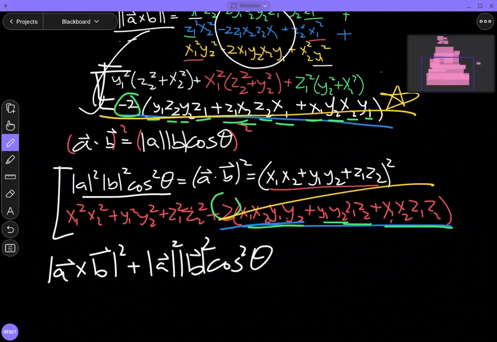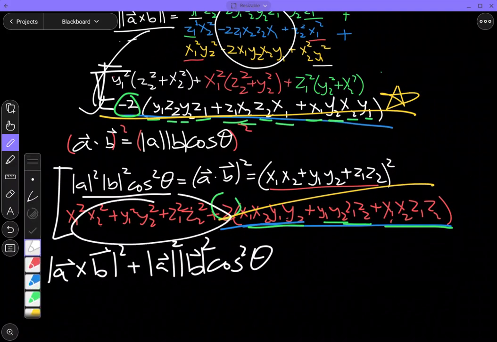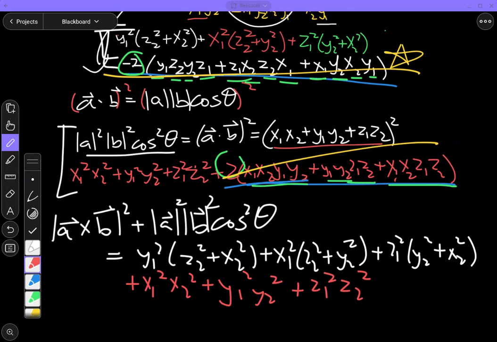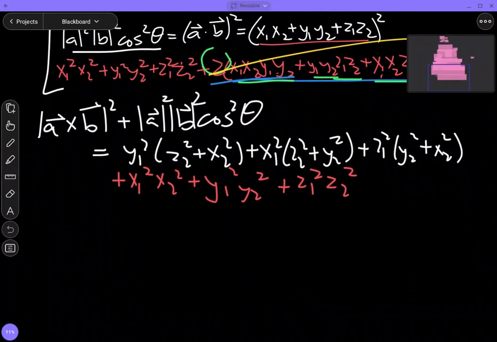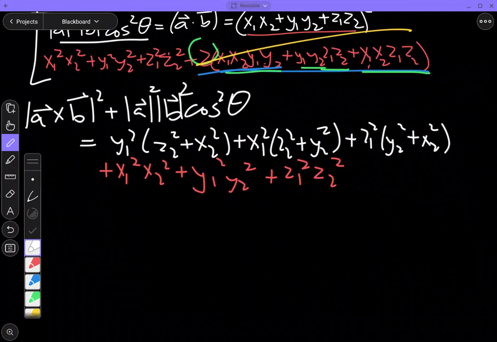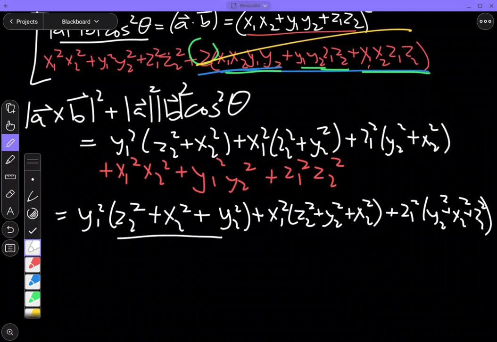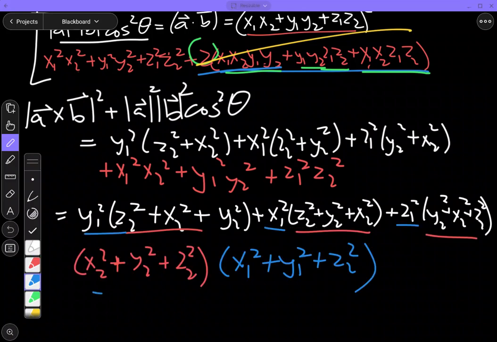Now, all we need to add is this initial part to this initial part. So let's do that. This is what it looks like now. Now you can combine these terms. You'll notice this has a y1 squared, y1 squared, x1 squared, x1 squared, z1 squared, z1 squared. You can combine this into one large expression. Once you combine this, you get this large expression, and you'll notice these are all the same thing, so we can factor it even more. So now we have this product.